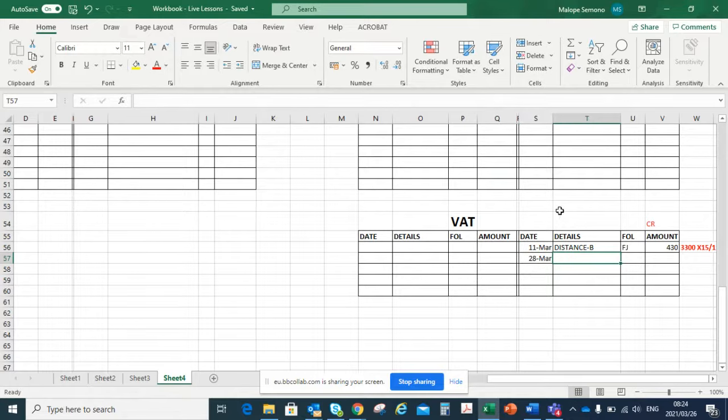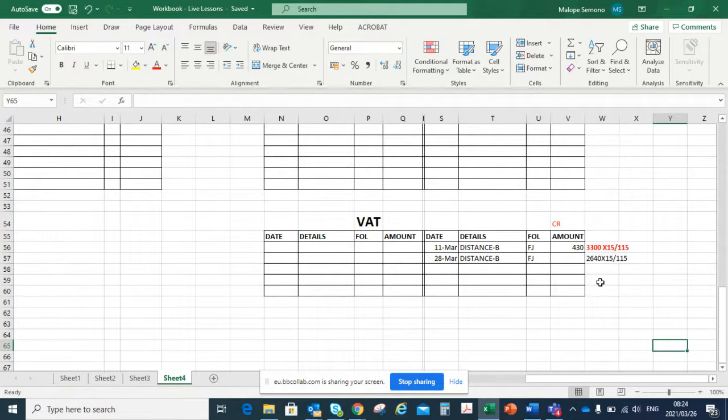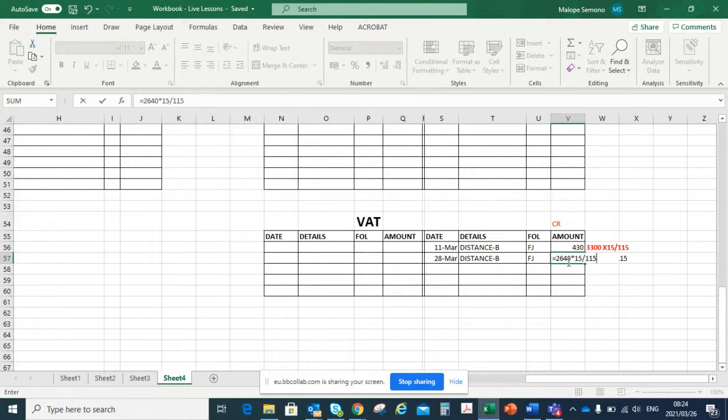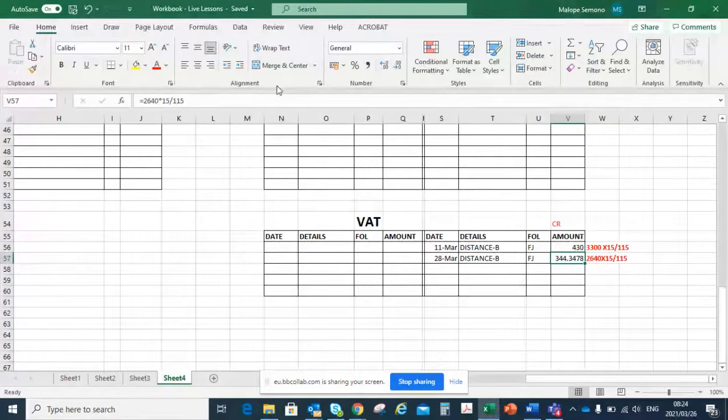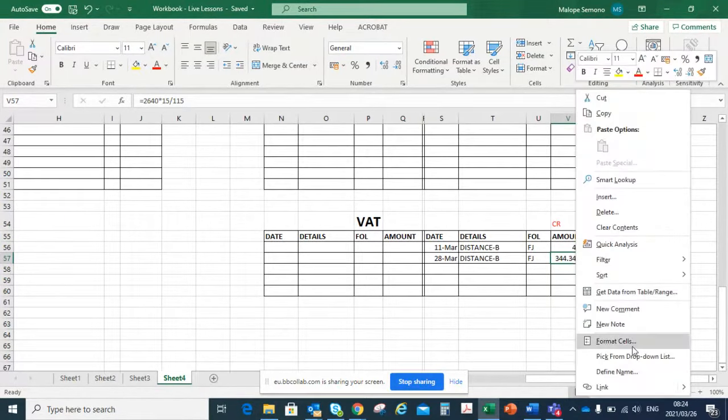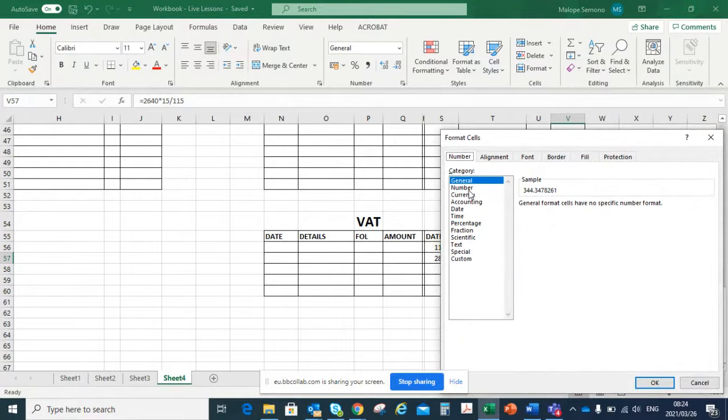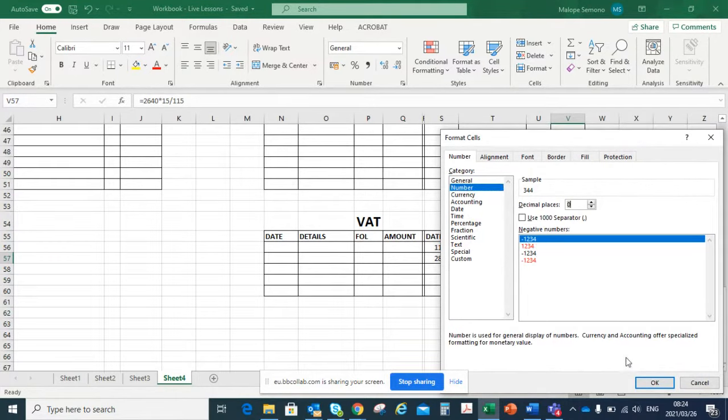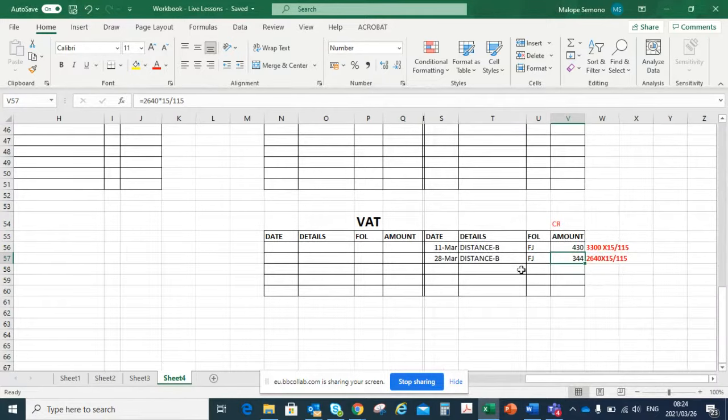Okay. Remember, it's D distance. Distance business. FJ. Can you see? Same. And then 2,640 times 15 over 115. So I'm also going to convert to the nearest. But if they don't tell you to the nearest, you can also have decimals. It's up to you. Okay. So that is going to be 344.